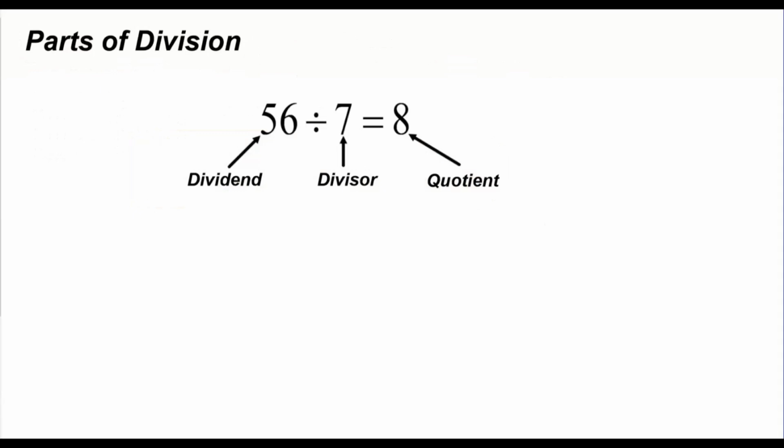Just a quick review of the parts of the division problem. I'm going to be referring to these words throughout the video, so please make sure you know the parts of division. In a division problem, the number that is being divided is called the dividend. And then the number of groups that we are dividing it into is called the divisor. And then, of course, our answer is called the quotient.